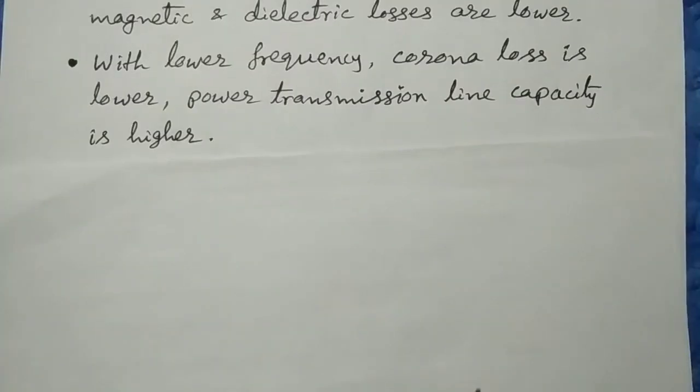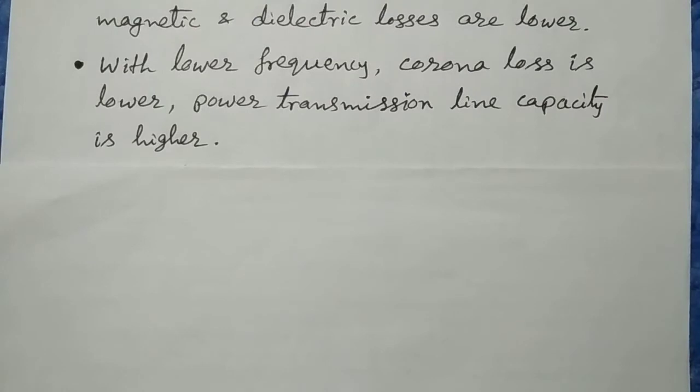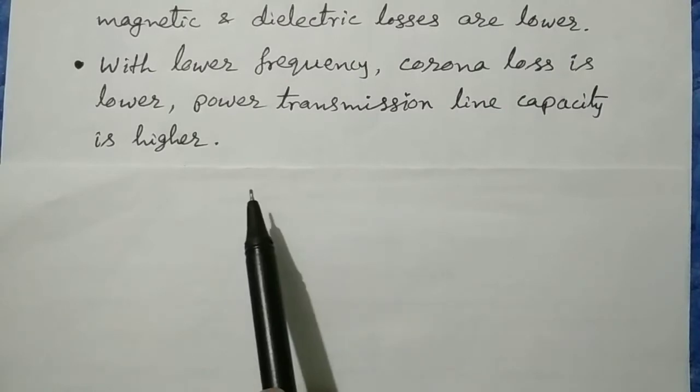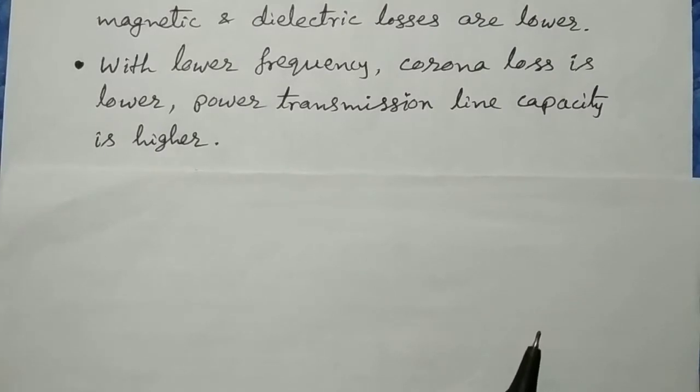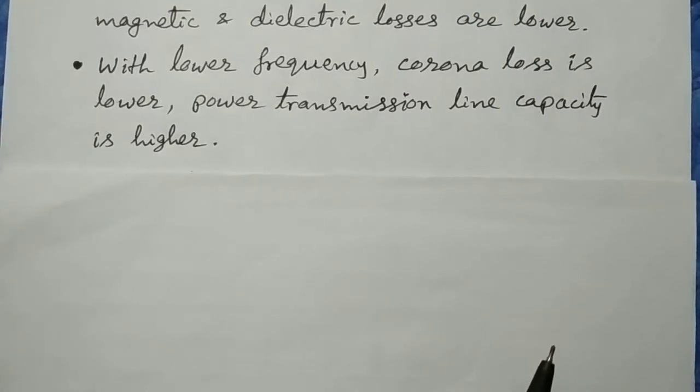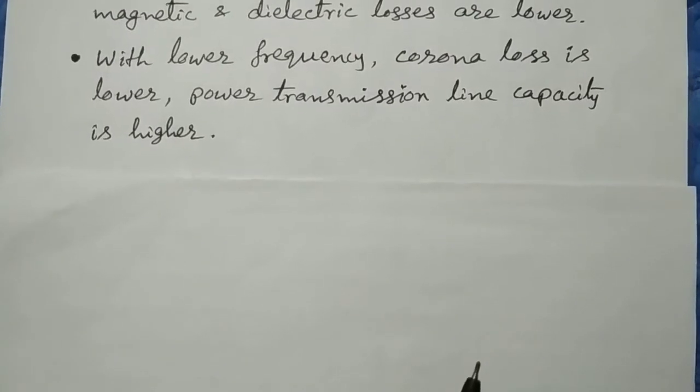Now, the next point is, with lower frequency, there is a loss called corona loss. This loss will be reduced for lower frequency. And also the power transmission line capacity will be increased for the lower frequency. That means for both higher and lower frequencies of the alternating power supply, we have some advantages as well as some disadvantages. But according to the technology and the equipment available, the frequency of a particular country is fixed.